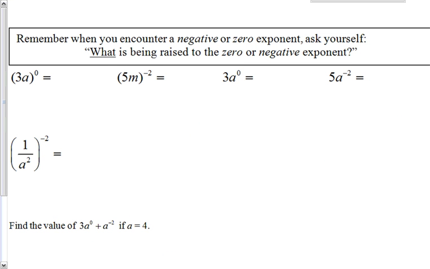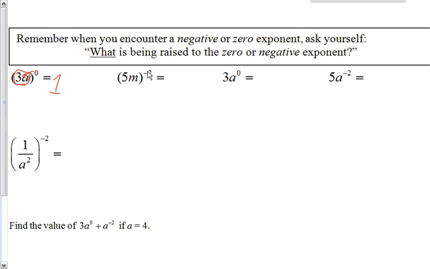One of the other things we have to be careful of is when you encounter a negative exponent, ask yourself what is being raised to the 0 of the negative exponent. This is the whole object right there. You can distribute it to every piece. 3 to the 0 is 1. A to the 0 is 1. The whole thing is 1.